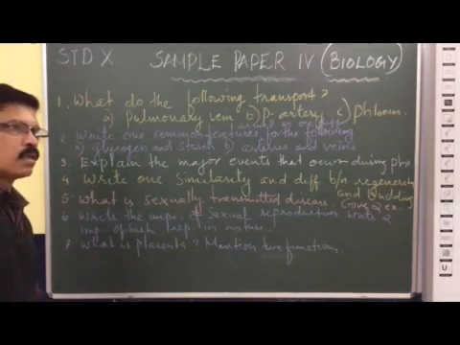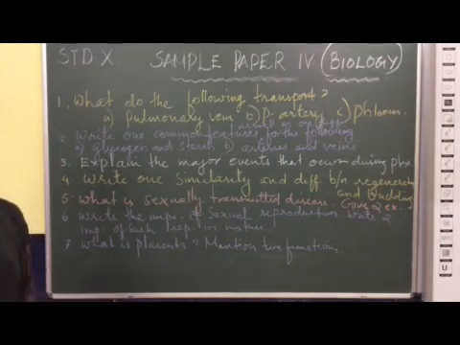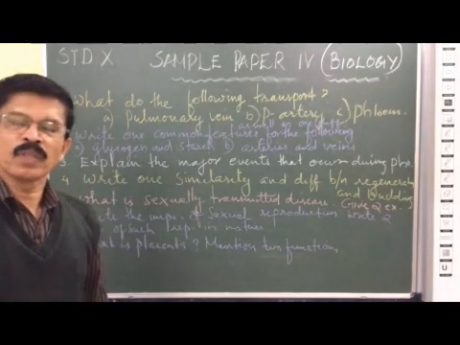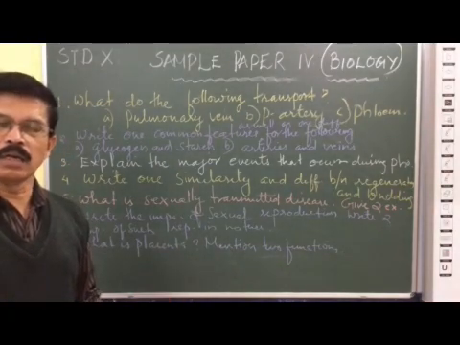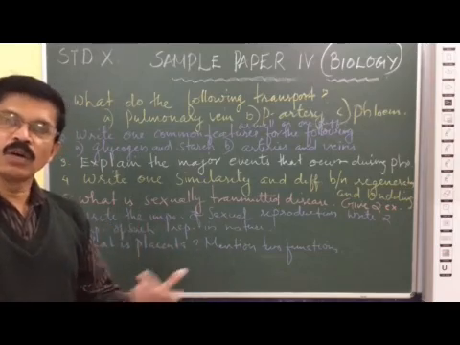Now the pulmonary artery. All arteries carry oxygenated or pure blood, but pulmonary artery carries deoxygenated blood or impure blood from the right ventricle to the lungs. Pulmonary artery is the only artery that carries deoxygenated blood from the right ventricle to the lungs. And pulmonary vein carries oxygenated blood.